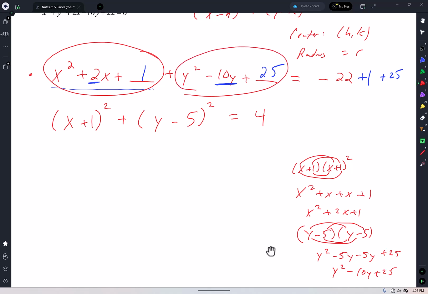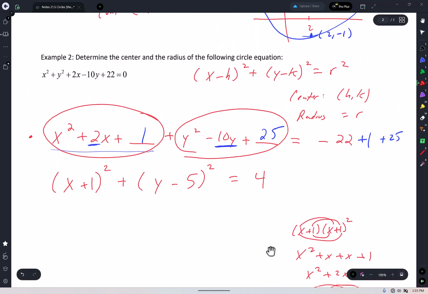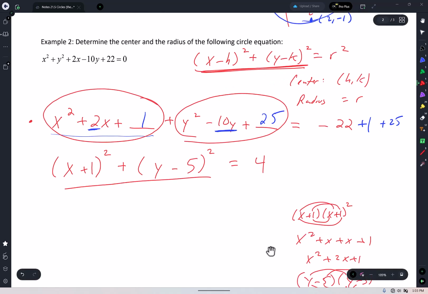See, that's what you want to do. Chav, why do I want that? Because that's the equation of a circle. That's how it looks. So if you can get it to look like that, you can tell where the center is easily. Is that making sense, guys? So where's my center?